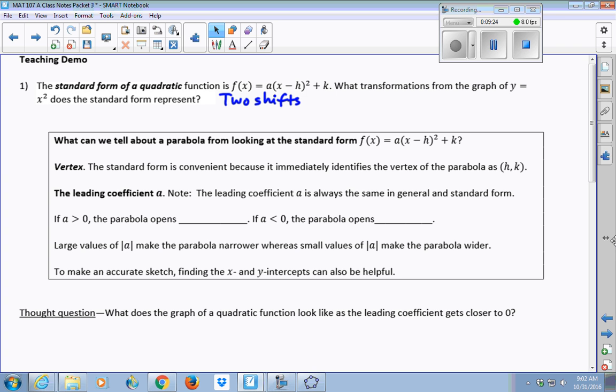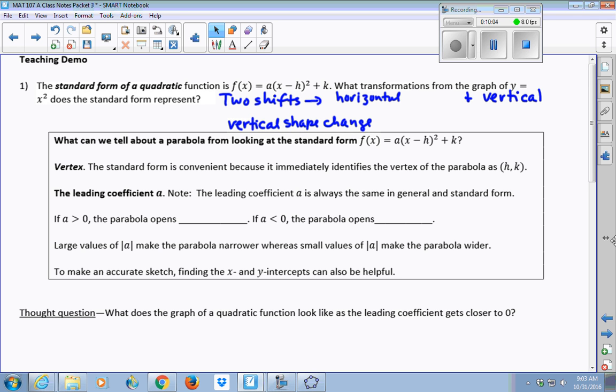Well, we don't know that it's a stretch. Why don't we know that it's a vertical stretch, Jacob? We don't know what A is. If A is a fraction, then it's going to be a vertical shrink. So we don't know the value of A, but we know we have 2 shifts. We have a horizontal shift and a vertical shift, and we have a vertical shape change. So that's what we know from looking at that equation.